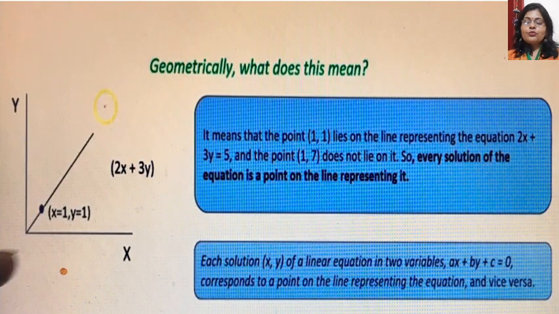Now, I just want to show you geometrically. Geometrically, we should very well understand that whatever equation is given to you, suppose in this question, the equation is 2x plus 3y equal to 5.